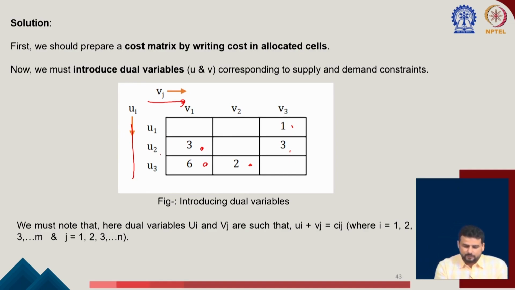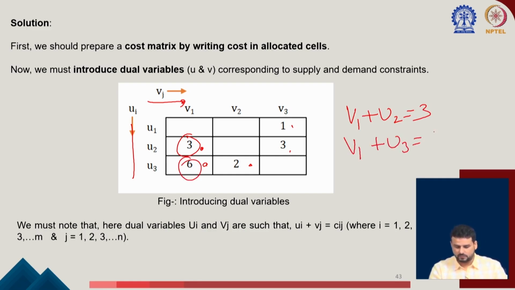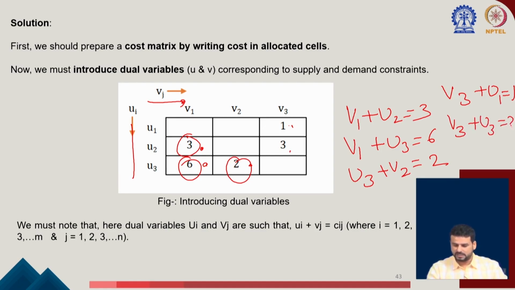So we will develop all the equations. Here you can see this cell is made up of u2 plus v1, so v1 plus u2 is equal to 3. This is made up of v1 plus u3 equal to 6. This is made up of u3 plus v2 equal to 2. This is made up of v3 plus u1 equal to 1. This is made up of v3 plus u2 equal to 3. All these are occupied cells. So for 5 occupied cells, we got these 5 equations.